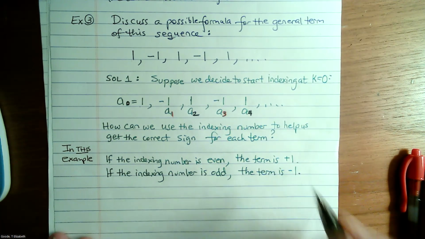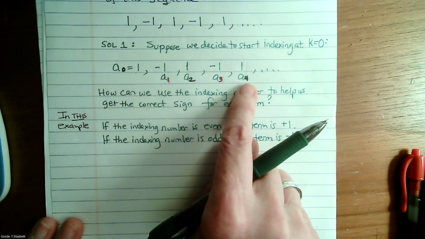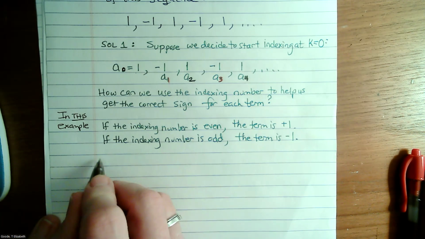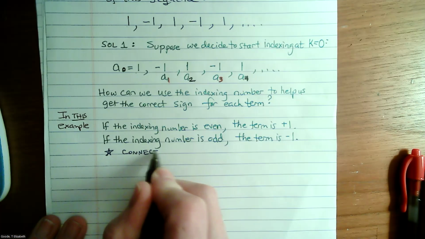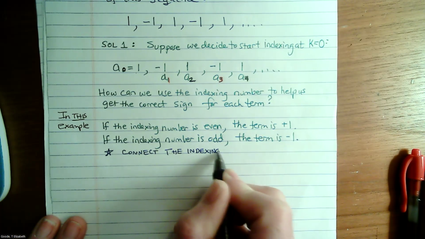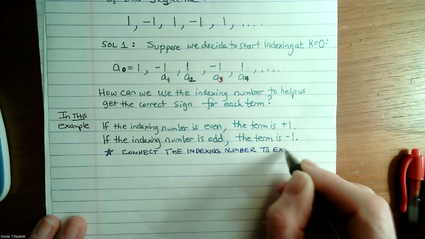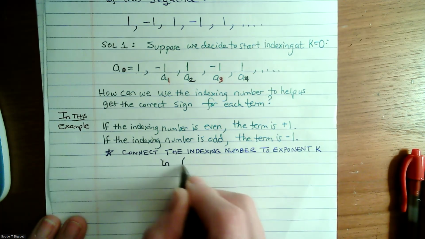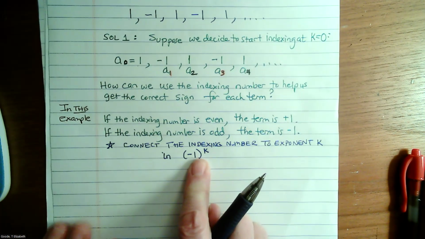We can use that because we can connect these indexing numbers with the exponent k that will give us the correct sign. So our job is to connect the indexing number to the exponent k in negative 1 raised to the k, because this is our key to getting alternating signs.